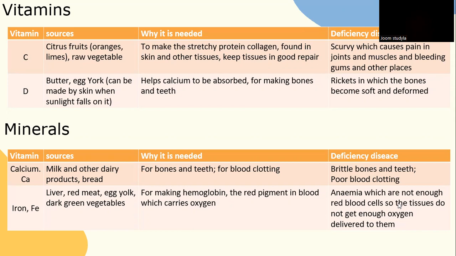And iron. We can get it from liver, red meat, egg yolk, and dark green vegetables. Why it is needed is for making hemoglobin, the red pigment in blood which carries oxygen. And the lack of iron can cause anemia, which means not enough red blood cells, so the tissues do not get enough oxygen delivered to them.